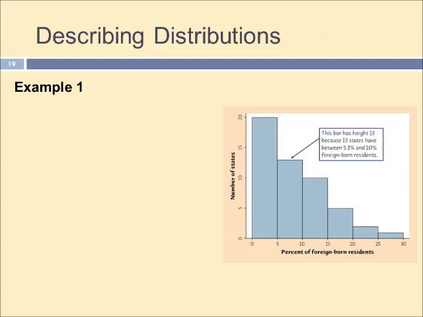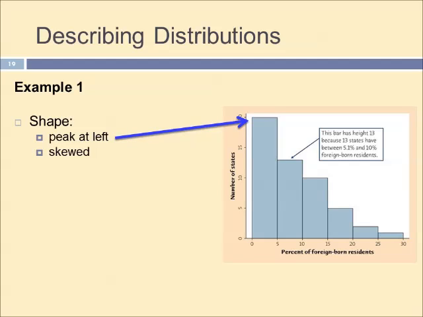So here's an example. In this histogram, we're showing the distribution of the percentage of foreign-born residents and the number of states. So this is the 50 states. For example, the second bar has a height of 13 because 13 states have between 5.1% and 10% foreign-born residents. And you can tell that the majority of the states, 20, have between 0 and 5% foreign-born residents.